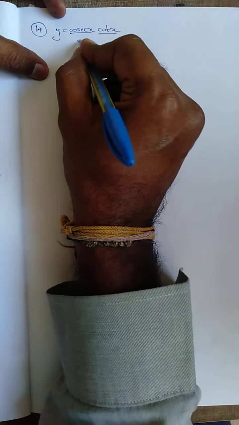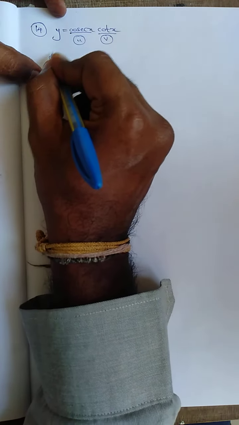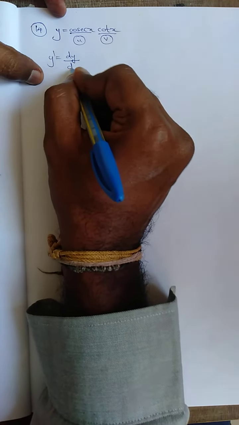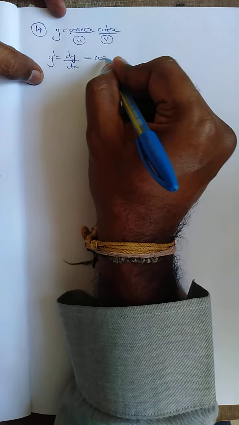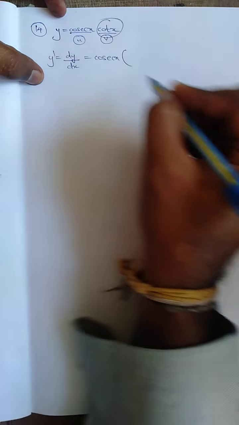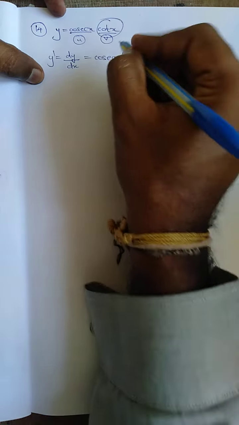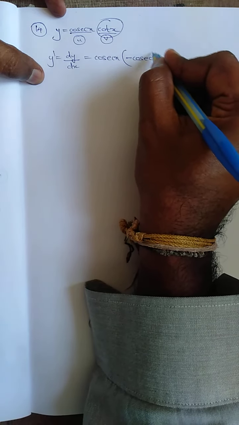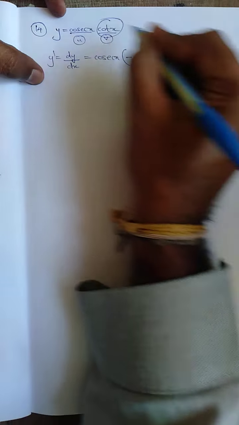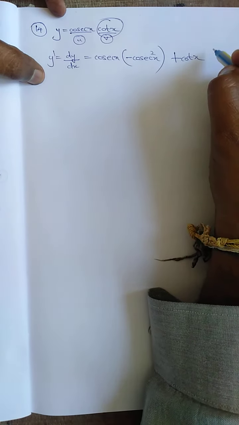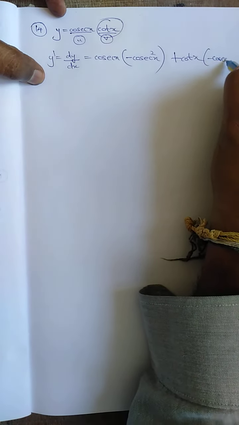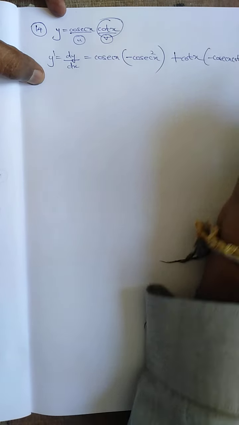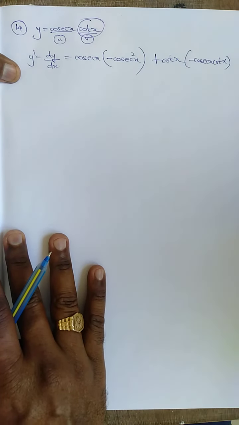Sum number 14. Cosecant x cot x. So keep it as u and v. Y dash, dy by dx. Right? Cosecant x as it is. Cosecant x. Definition of cot x. Differentiate of cot x is nothing but minus cosecant square x, plus. Right? Cot x as it is. Differentiate of cosecant x is nothing but minus cosecant x cot x. If you study the formula only, you will be able to know this formula.